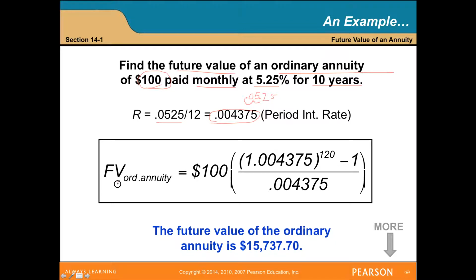So then we have the future value of the ordinary annuity equals $100, which is given in the problem. In parentheses we have 1.004375, which is the rate per period, and then here we have 120. The reason why we have 120 is because it's 10 years and there's 12 months in a year, and 10 times 12 equals 120. Okay, and then it's minus 1 over 0.004375 times $100, and that gives us the future value. So the future value of the ordinary annuity is $15,737.70.